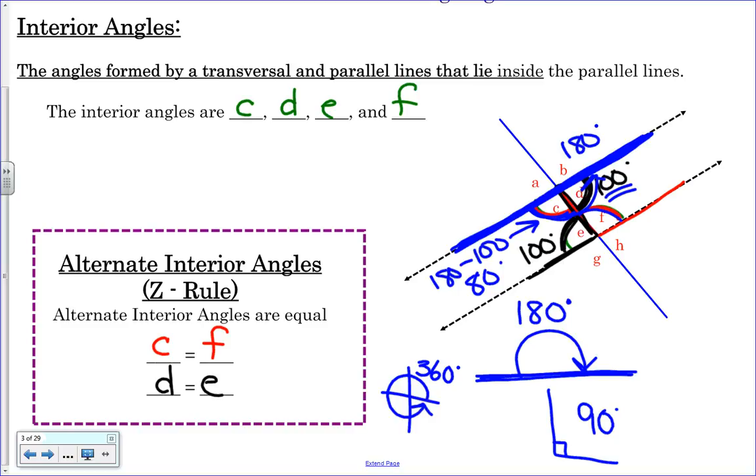And if I know that C is equal to 80 degrees, then I also know, according to the Z rule, that F is also going to be 80 degrees. So again, this is just kind of a taste of what we're going to get into. So right away, you want to know the Z rule. Okay, so I know that the alternate interior angles are going to be the same.